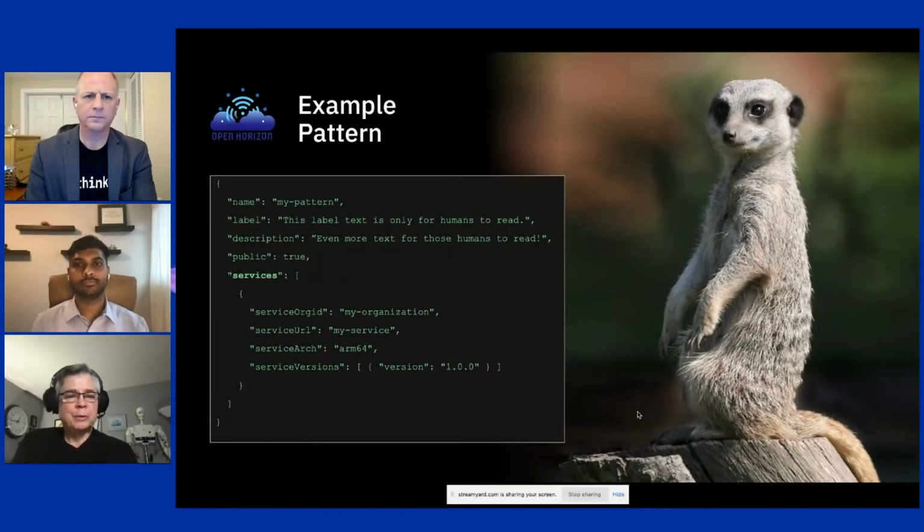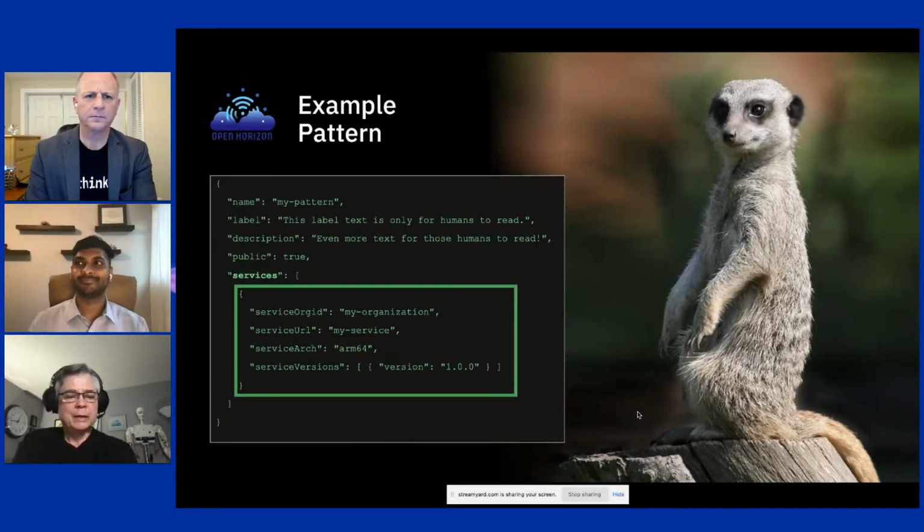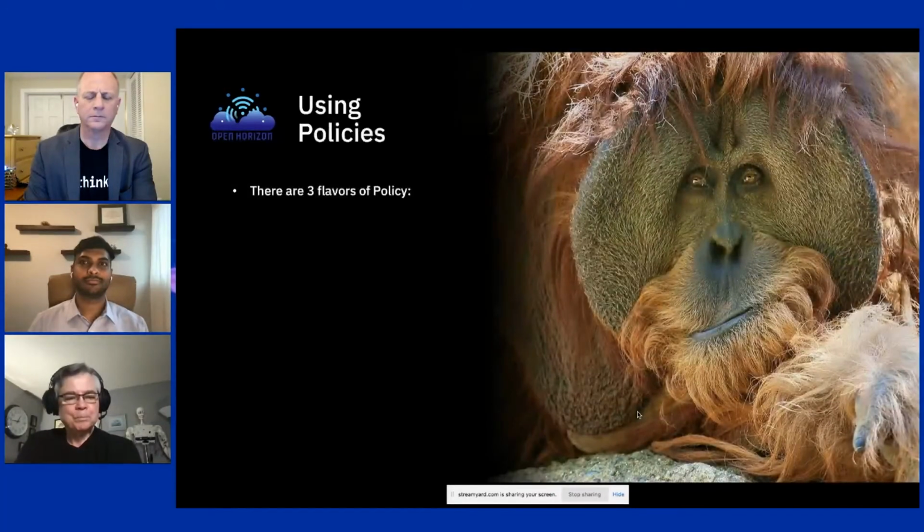Here's an example, an actual JSON file that defines a pattern. The services that are in the pattern are listed as records in this services array. Each service is identified by a 4-tuple: the organization, the name, the architecture, and the version. The name is called service URL, but it's not really a URL. The naming is an old artifact, that's all.